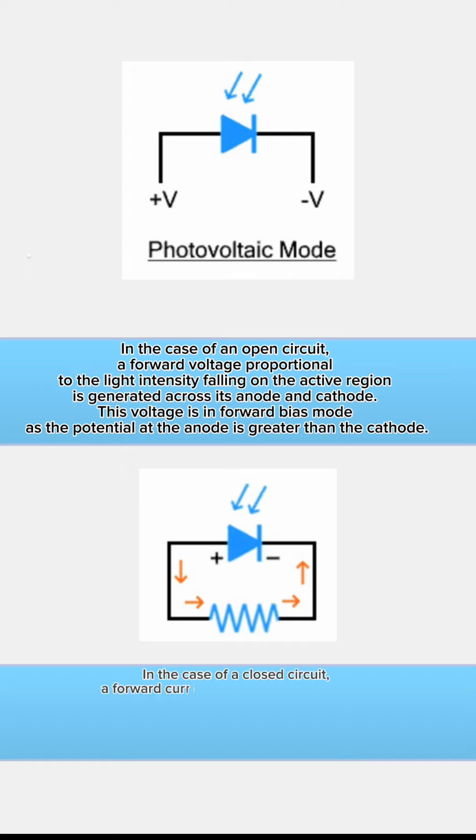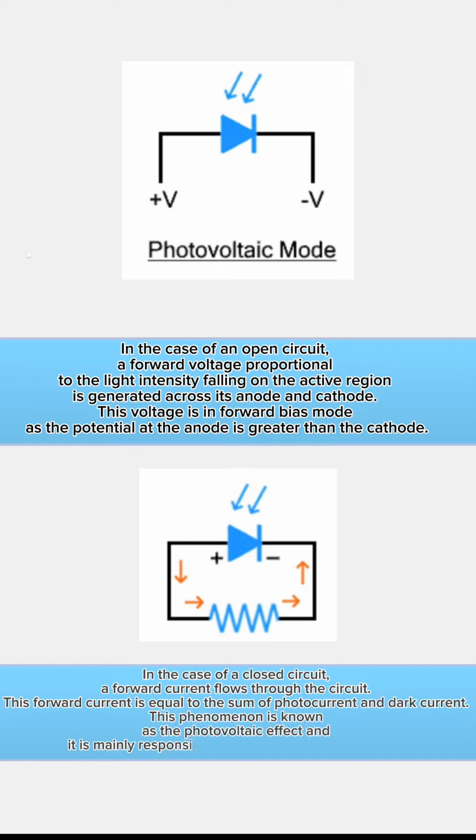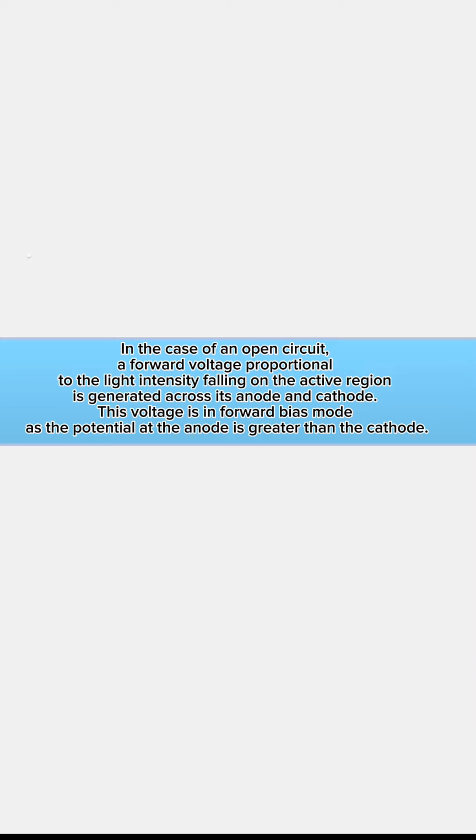In the case of a closed circuit, a forward current flows through the circuit. This forward current is equal to the sum of photocurrent and dark current. This phenomenon is known as the photovoltaic effect, and it is mainly responsible for the operation of solar cells.